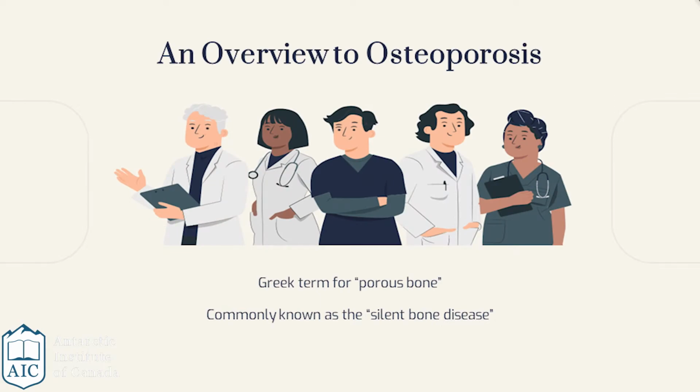The medical term osteoporosis means porous bone, which is derived from the Greek language. It is very common for osteoporosis to be referred to as a silent bone disease because it often goes undiagnosed for long periods of time. Therefore, osteoporosis is the degeneration of microarchitecture within the bones, leading to an increased risk of fracture because it decreases bone mass and bone mineral density, thereby weakening bones over time.